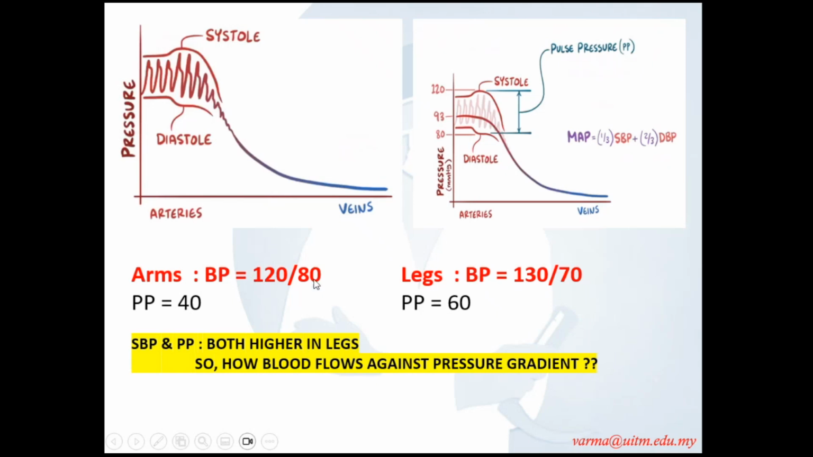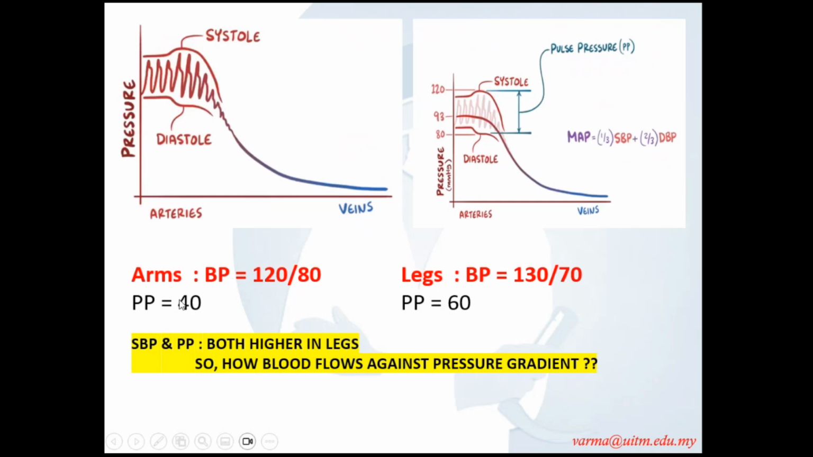Systolic and pulse pressure both are higher in the legs compared to the arms. But blood still flows from your upper body to your lower body. Even though there is also a gravitational effect, I'm just giving an example. Let's say we go from the proximal to the distal side. As I said, distal arteries have a higher blood pressure. Why is it so? How does blood flow against a pressure gradient?